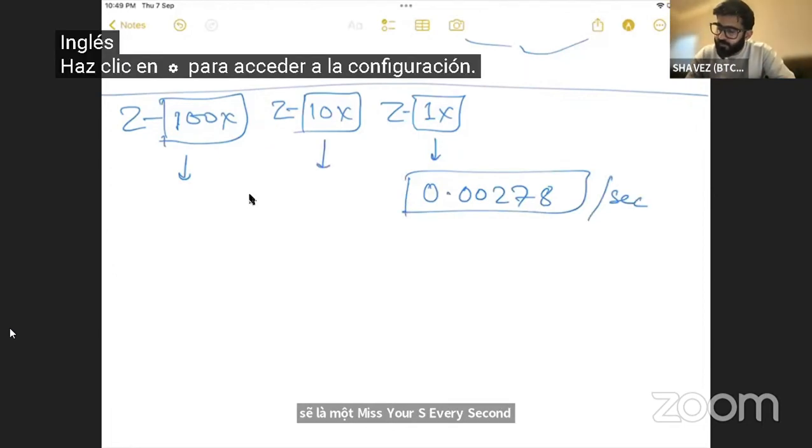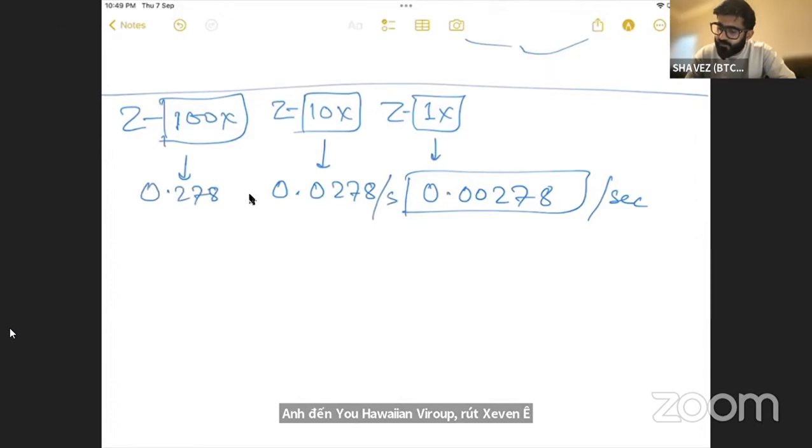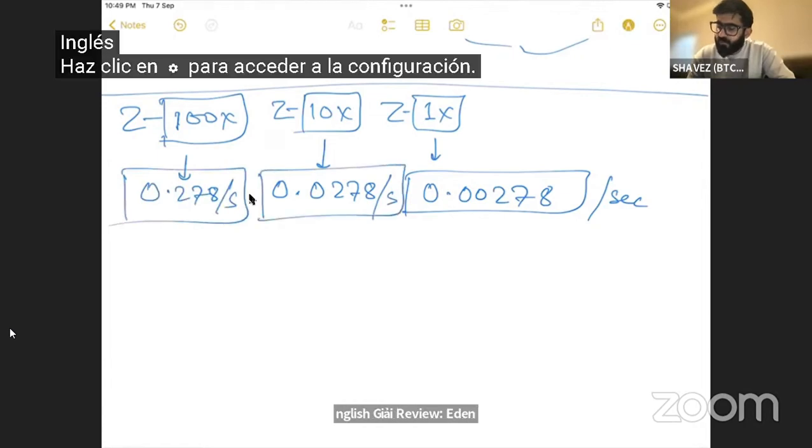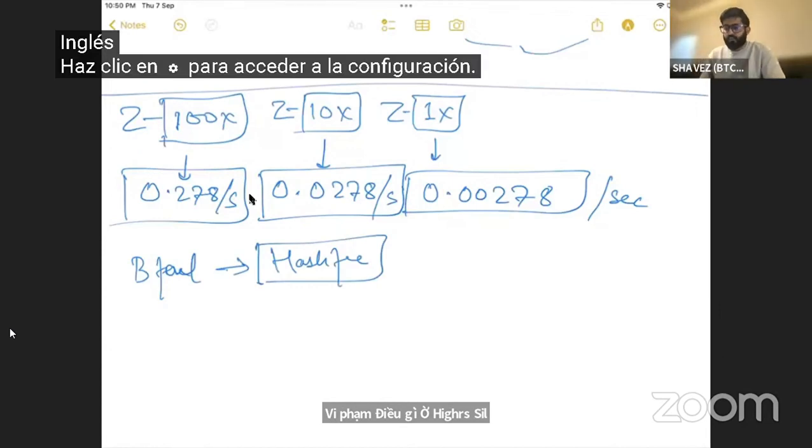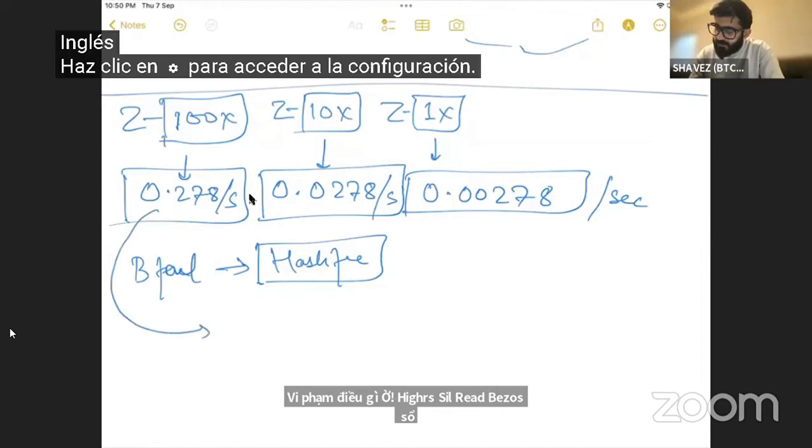And then you have 0.0278 B fuels every second. And then you have 0.78 B fuel every second. What is B fuel? B fuel is your hash fee that you will pay to harvest. So it is mining every second.